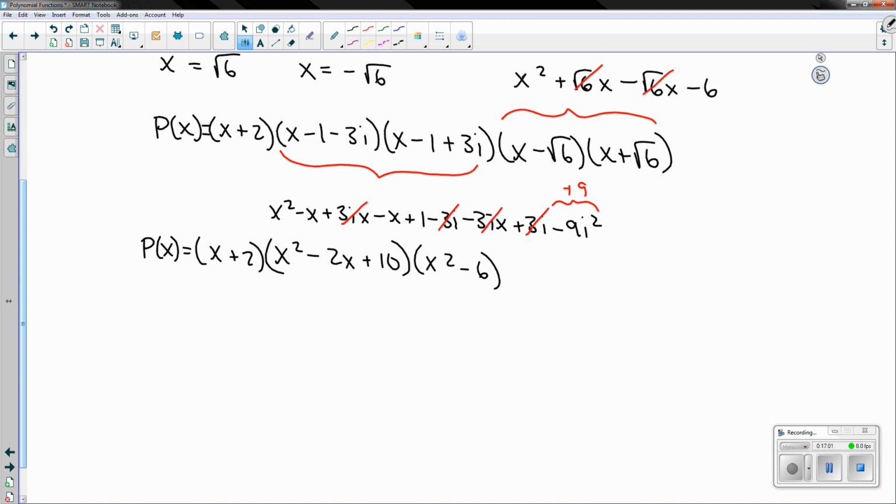So we used a couple theorems. This is really just an exercise in polynomial multiplication, using some knowledge of imaginary numbers like i squared, knowing how to multiply square roots, but that is how you identify polynomials when given zeros.